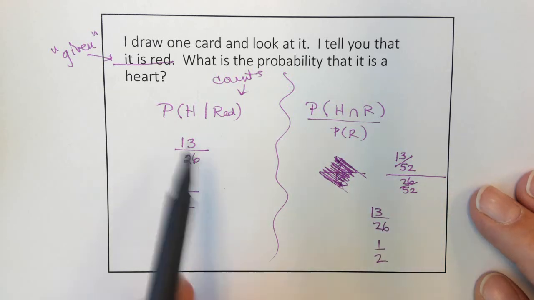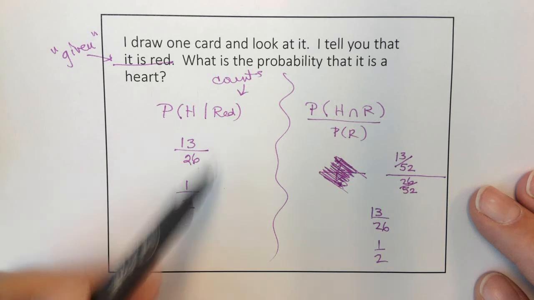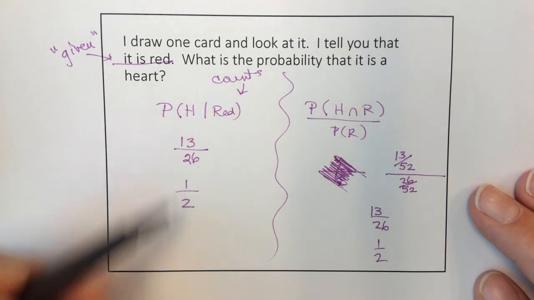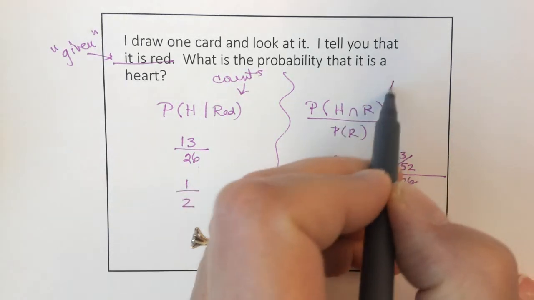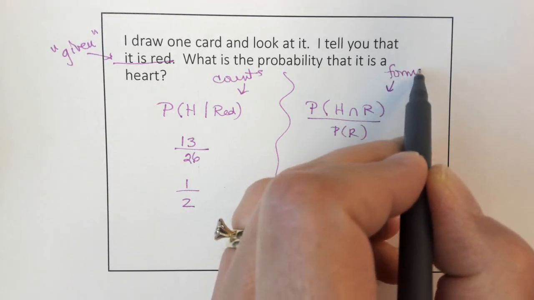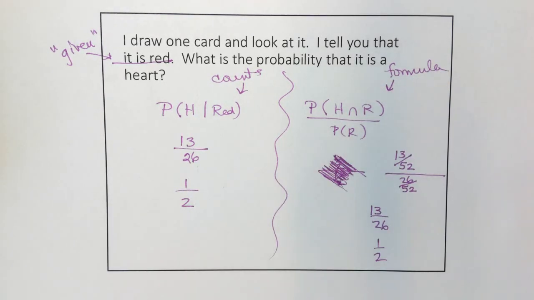You get the same answer either way, but the counts is easier because you don't have to put it over 52. You don't have to treat it as a probability, so counts are quicker, but the formula will get you there as well. So counts versus a formula, you pick. Whatever works for you is what you should do. One more and we're done.